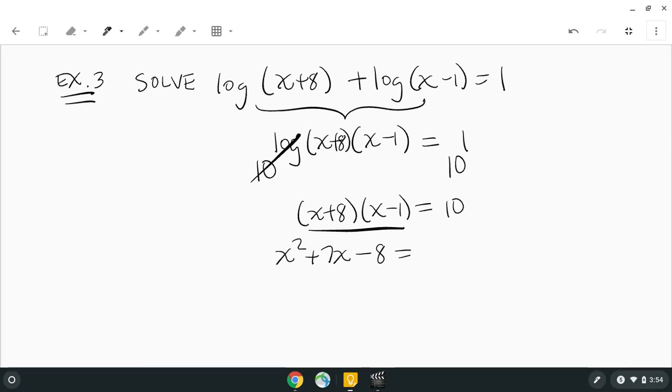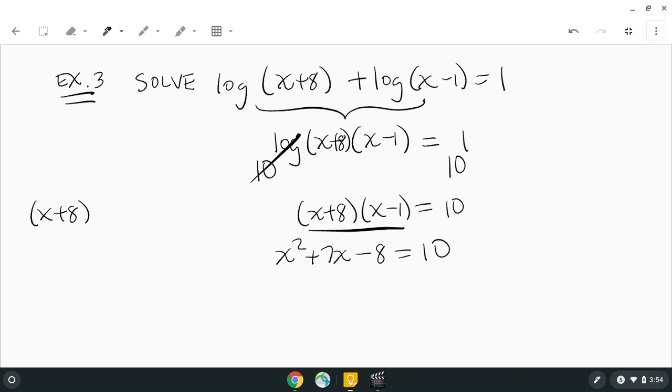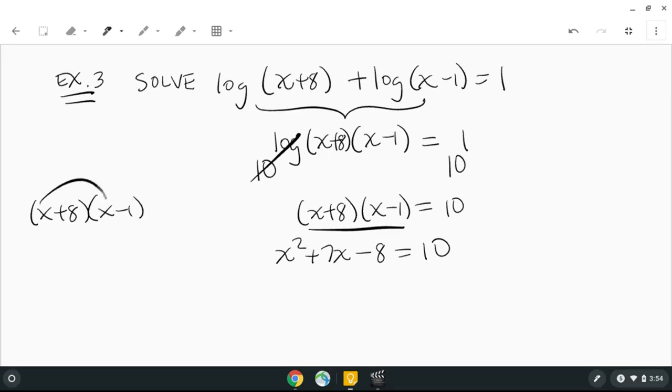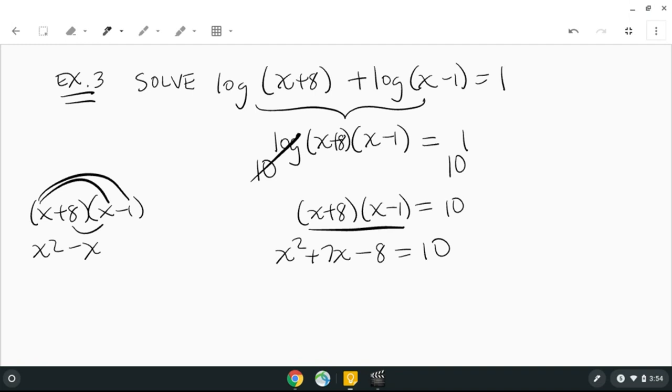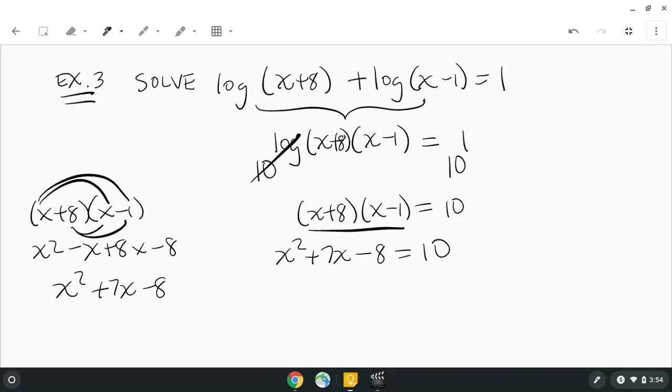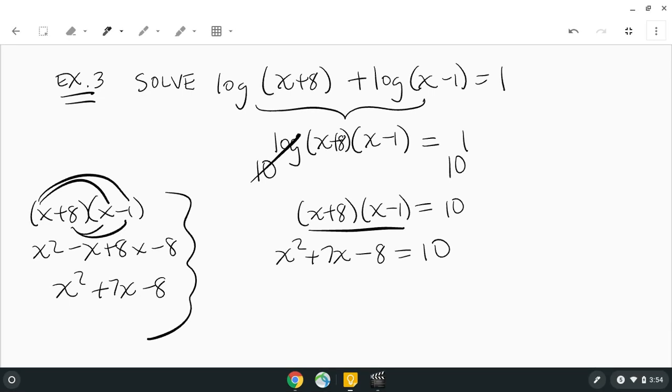equals 10. If you didn't understand how I did that, just make sure you multiply it out step by step. X times x is x squared. X times negative 1 is negative x. 8 times x is positive 8x. 8 times negative 1 is negative 8. And you get x squared plus 7x minus 8. All right, so we have a quadratic.